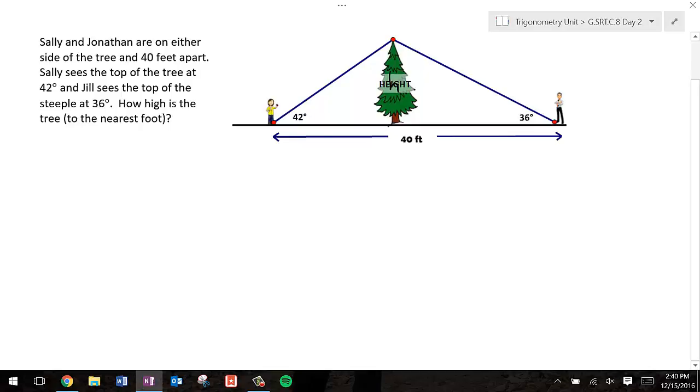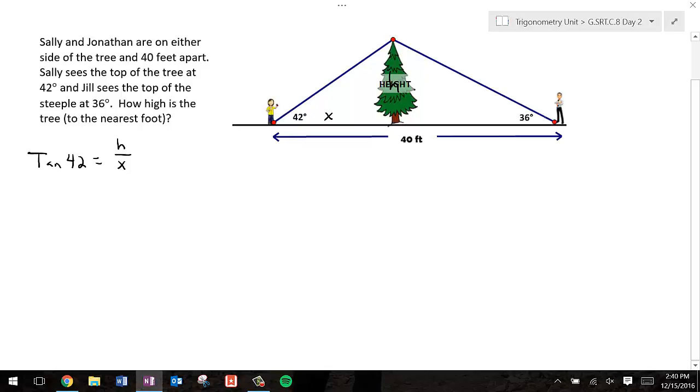I'm going to make my tree h. And we don't know how far this woman, in this case Sally, is from the tree, but we'll just say that it's x. Looking at it, I've got h as my opposite side and x as my adjacent. So we can set up her equation as tangent of 42 degrees equals h over x. We're going to leave that there for right now.